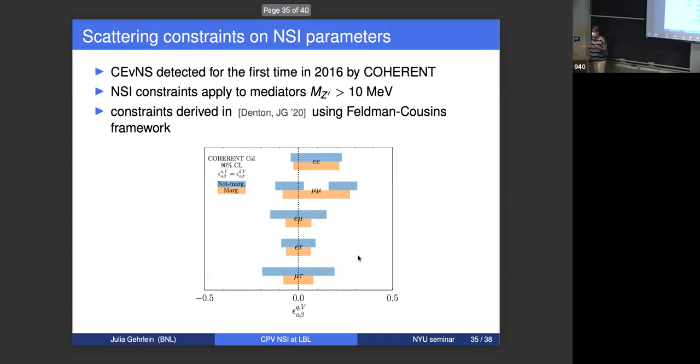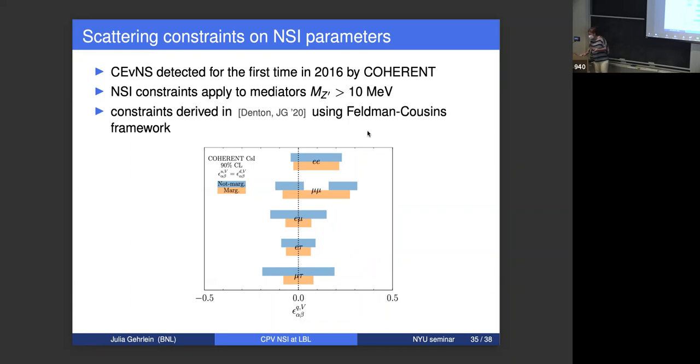And we did that because the CEvNS process has been detected for the first time in 2016 by the COHERENT collaboration. It took over 70 years to actually detect this process because the signature of CEvNS is a low energy recoiling nucleus, which is simply experimentally very hard to detect at such low recoil energies.